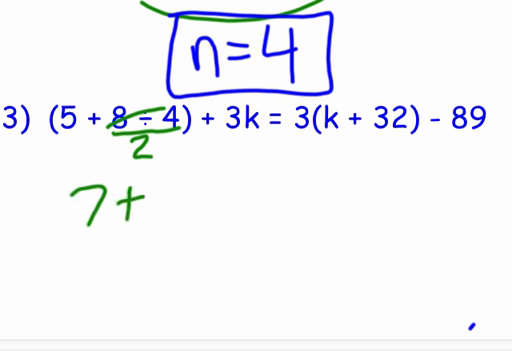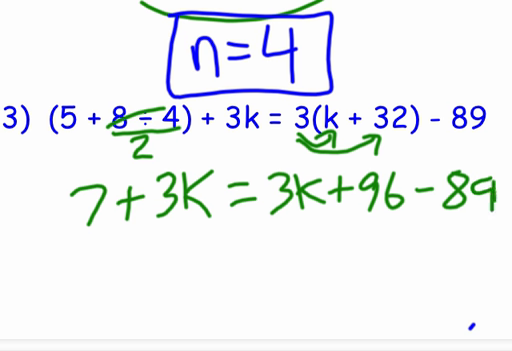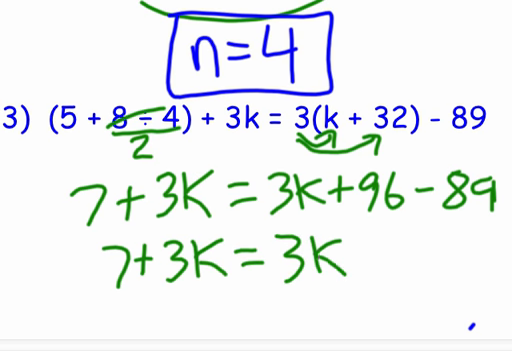So I'm going to rewrite this now. 7 plus 3k equals, well, I can't take k plus 32, but I can distribute here, can I? 3 times k and 3 times 32, which is 96 minus 89. And I can still simplify that 96 minus 89. So I got 7 plus 3k equals 3k plus 7, right?